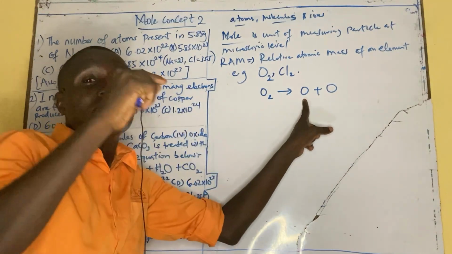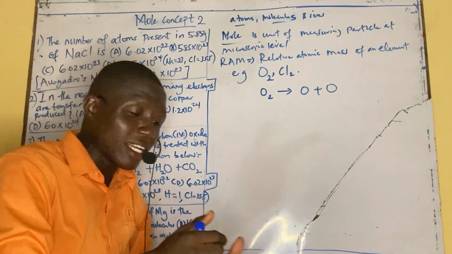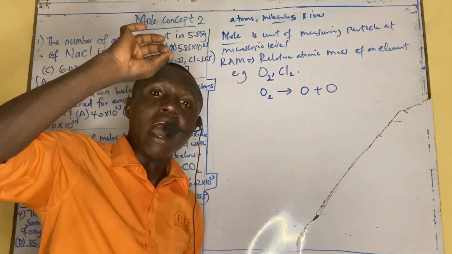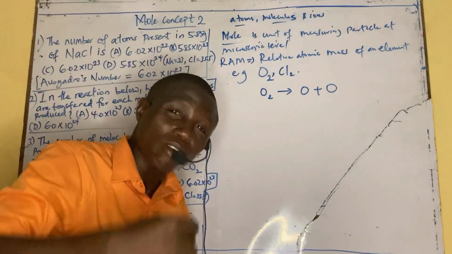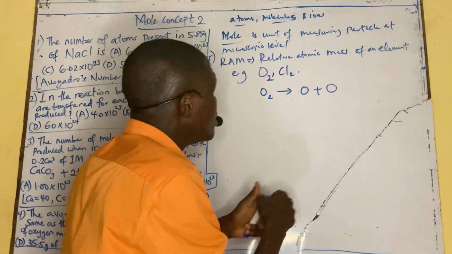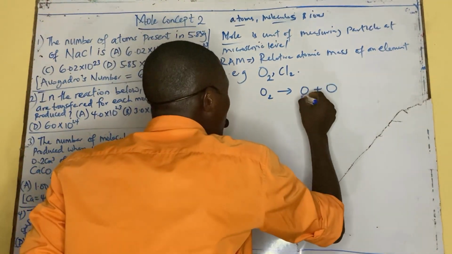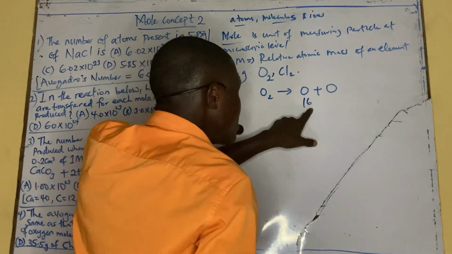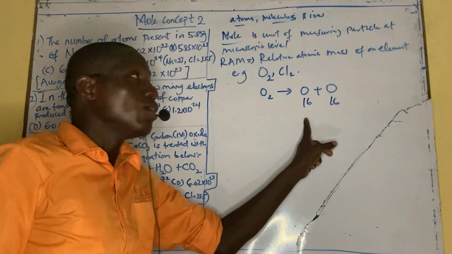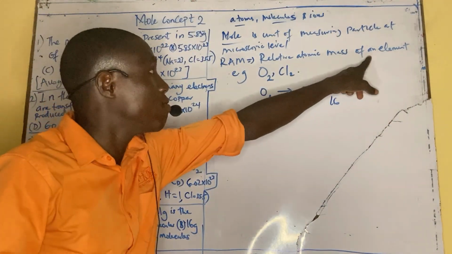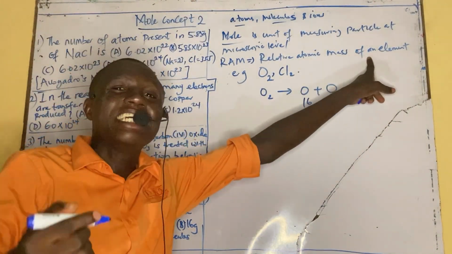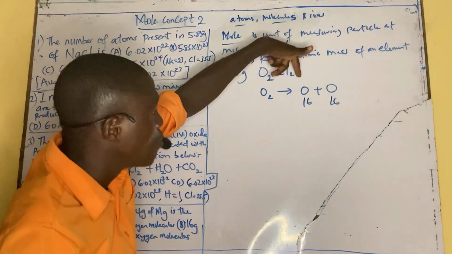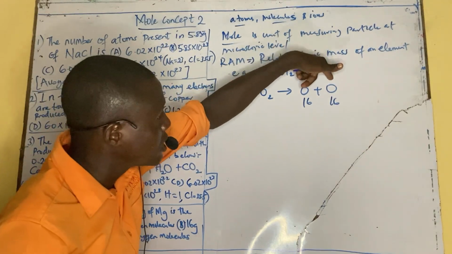So the relative atomic mass can be simply defined as the weight or the mass of an atom of an element. The mass of an oxygen atom is 16. So the relative atomic mass of an element is the mass of an atom of that element. So the weight of oxygen is 16, the weight of an oxygen atom is also 16.